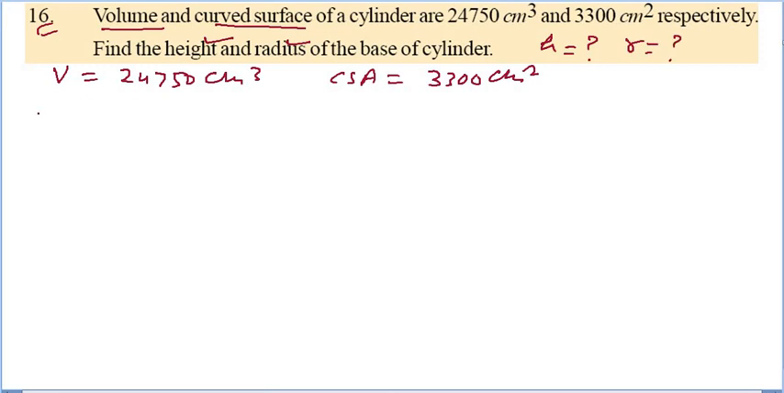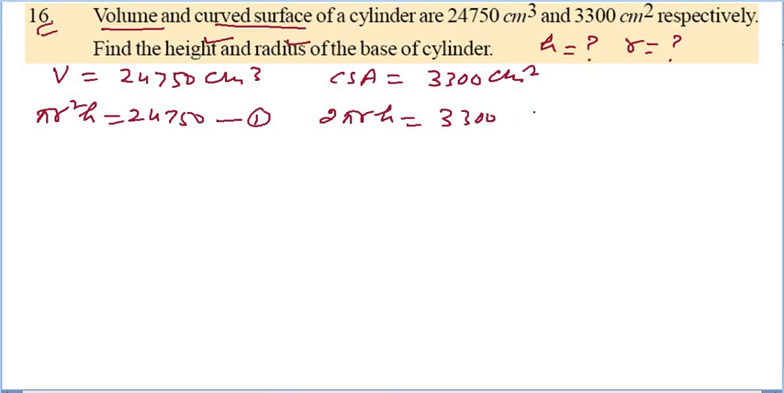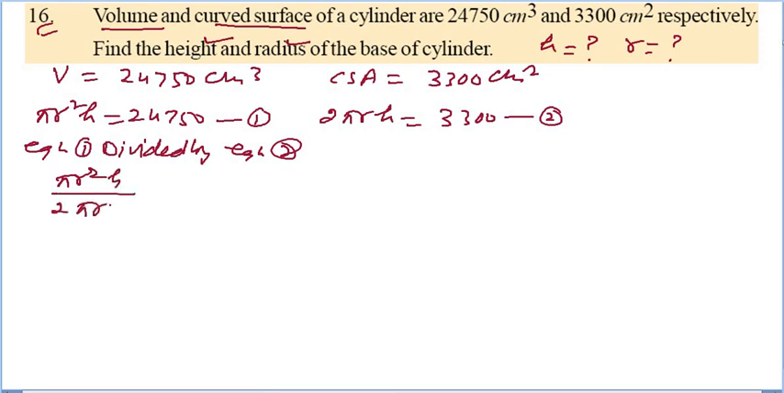So volume, do you know the volume? That is the pi r square h is equal to 24750, and that one is the equation first. And here is 2 pi r h is equal to 3300 centimeter square. That is the equation second. First equation divided by second. Equation first divided by equation second. So what will happen? So pi r square h upon 2 pi r h is equal to 24750 upon 3300. So 0 cancel with 0.